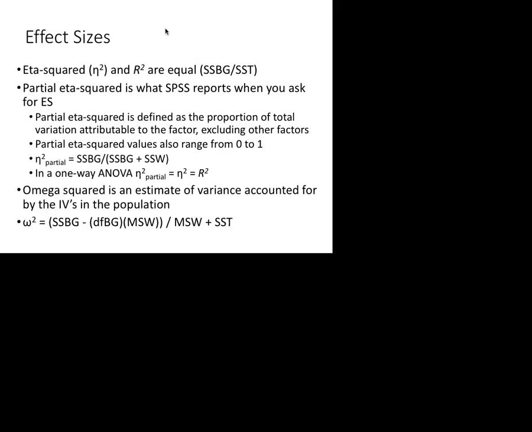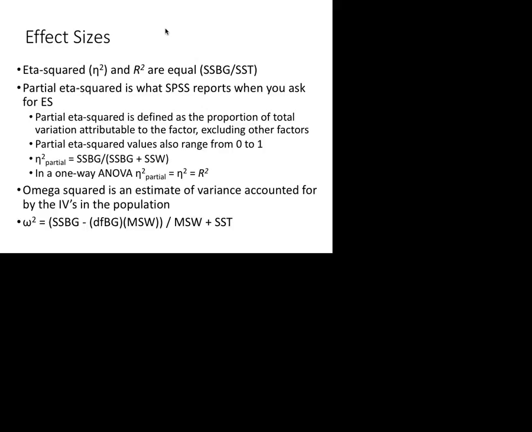Partial eta squared is what we get when we ask SPSS for effect sizes. As I recall, that's a preference you choose when you run your analysis, and we'll do that in a minute just to confirm. But you have to ask for effect sizes, and what it gives you is partial eta squared. Partial eta squared is defined as the proportion of the total variation attributable to the factor, excluding all other factors that are in your analysis.